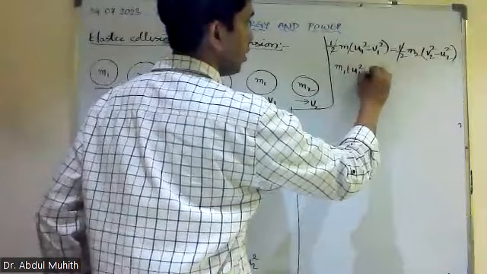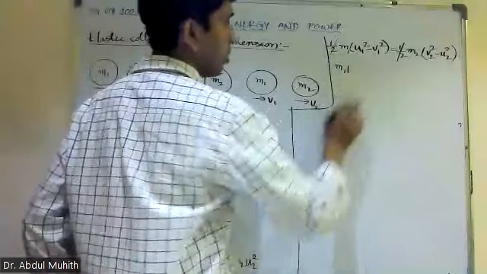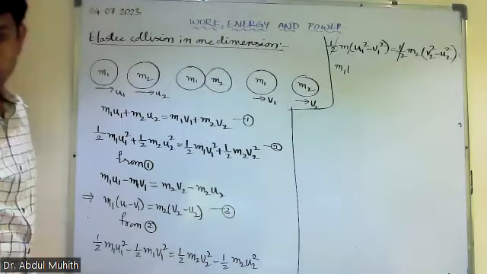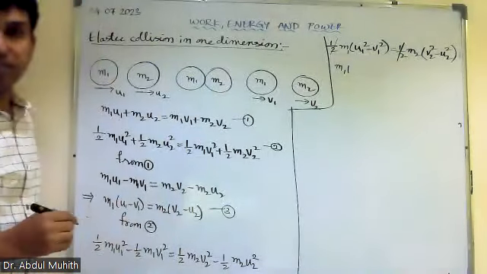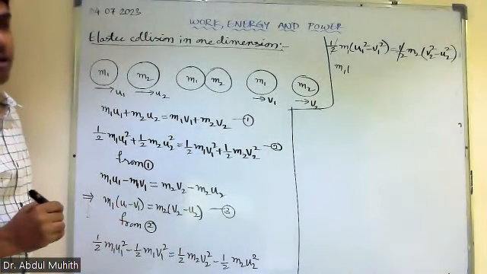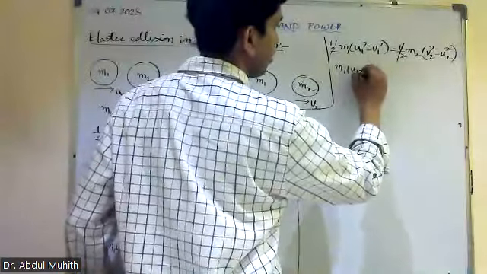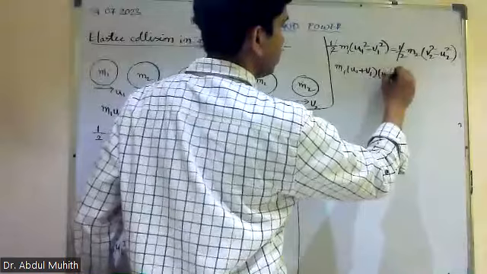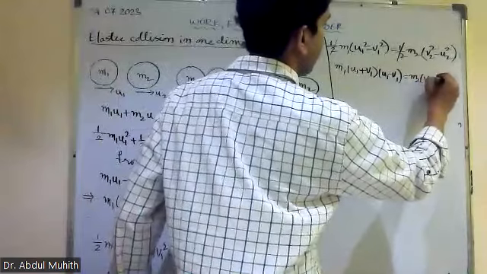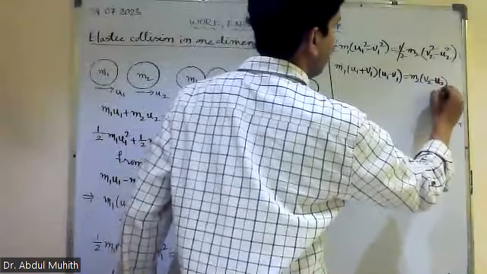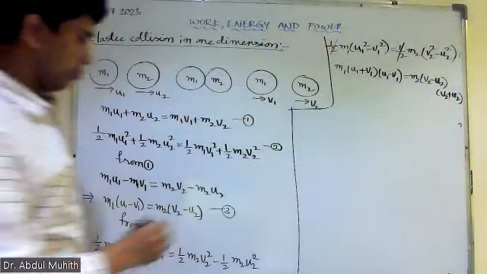M1 into U1 square minus V1 square. Can I open the bracket now? A square minus B square. What is the formula of A square minus B square? A plus B into A minus B. So U1 plus V1 into U1 minus V1 equal to what? M2 into V2 minus U2 and V2 plus U2. Okay. So let it be equation number 4.